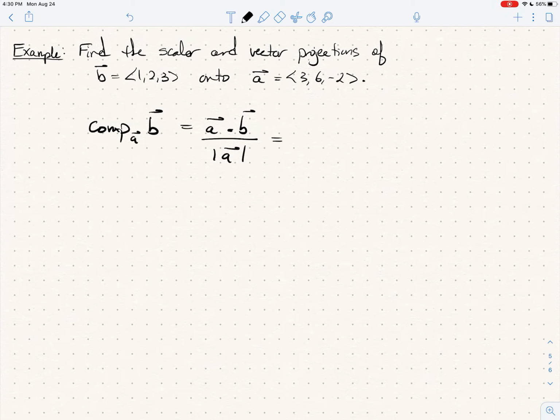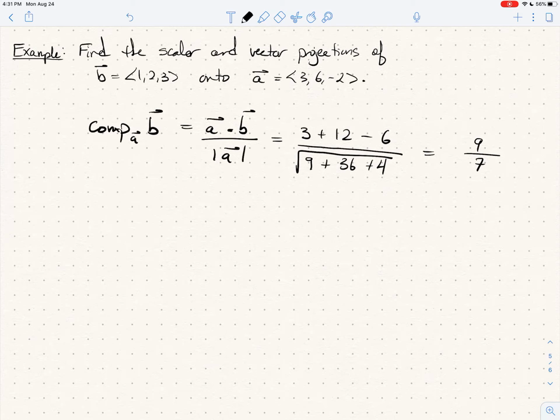And so this is going to be what? This is going to be 3 plus 12 minus 6 over the square root of 9 plus 36 plus 4. And so this is, 9 over, this is a length, sorry, this is a square root of that. 49, so 7. So this is just 9/7. By the way, it's very rare that you get a clean radical here. Usually you're stuck with a radical downstairs. Whatever, not a big deal, but it does work out in this case.